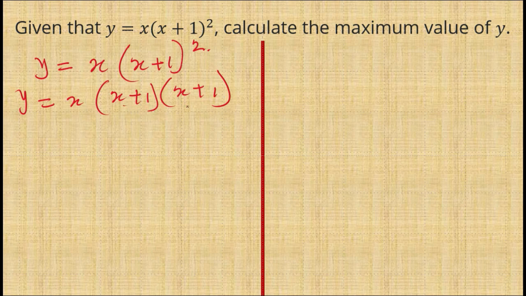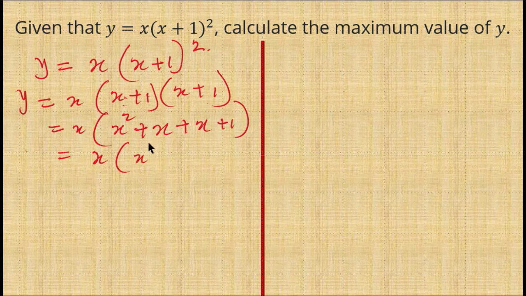Let's take care of the (x plus 1) into (x plus 1) first. That will be the same thing as x into (x squared, x times x, plus x, plus x, 1 times x again, that's x, plus 1). So that will be x into (x squared plus 2x plus 1). That's the same thing as x raised to power 3 plus 2x squared plus x. Now this is the value of y.